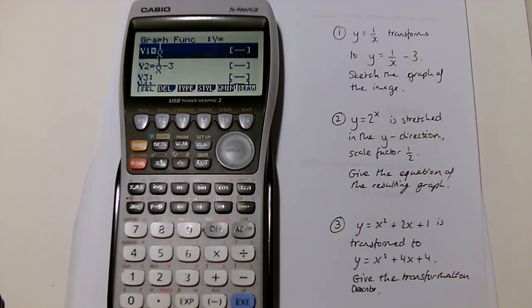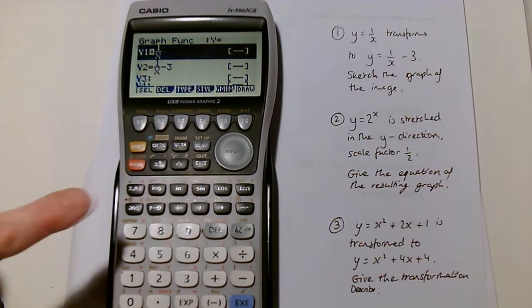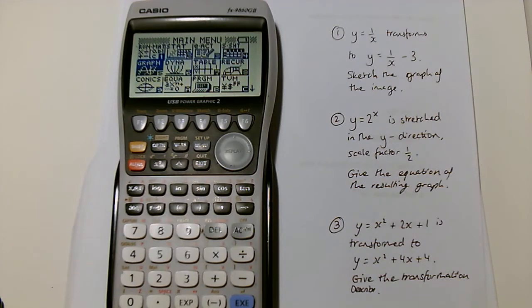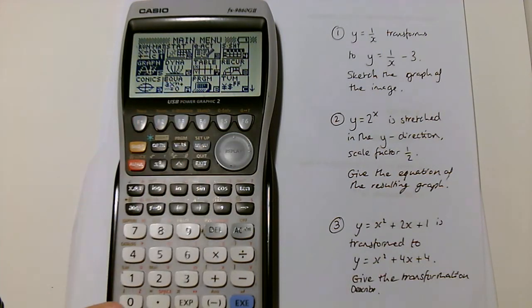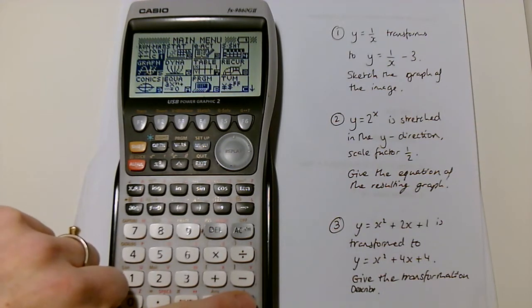Hi Year 12s, I'm just going to show you how you can use your graphical calculator to help you answer transformation of graphs questions. So the other day I showed you the dynamic menu. That's a bit trickier. I will show you that, but it's probably easier just to use the graph menu.